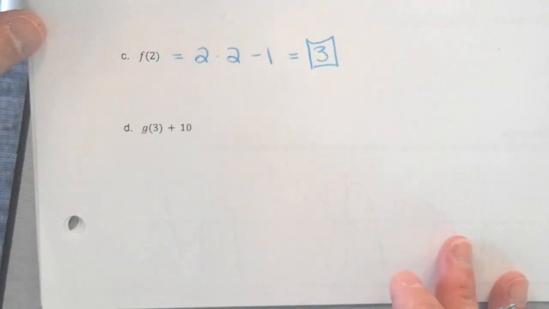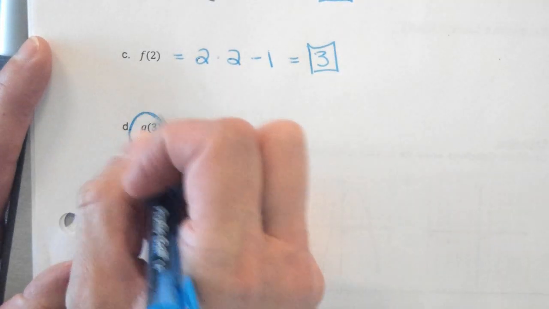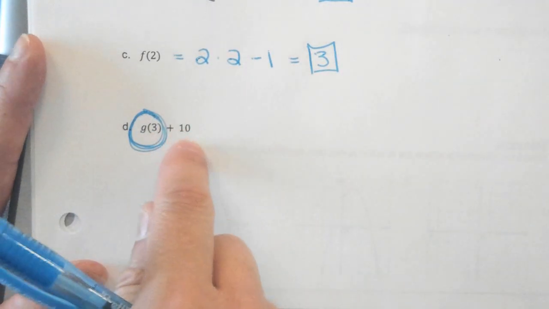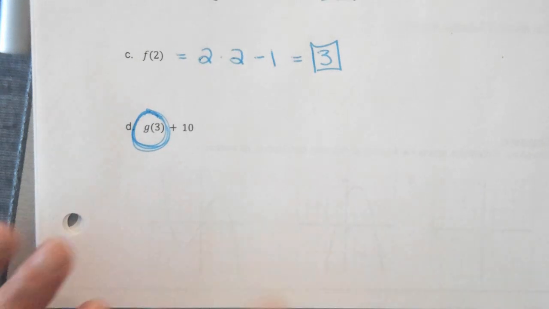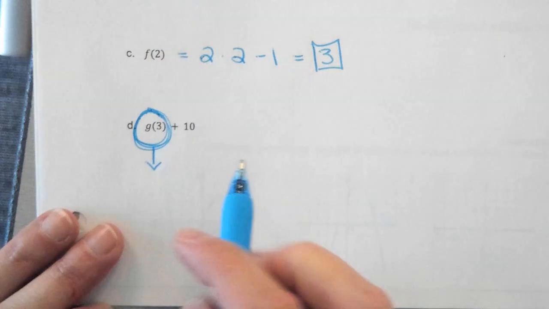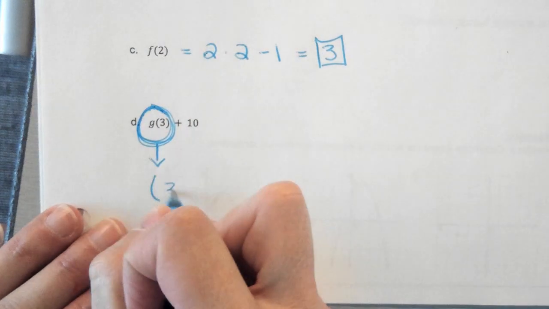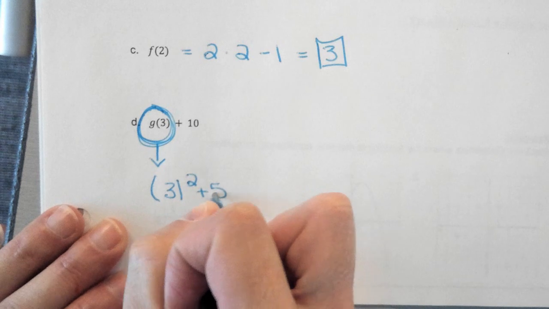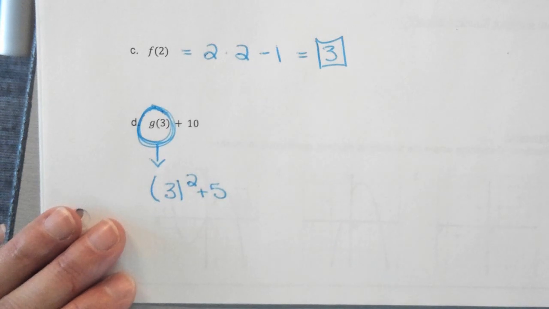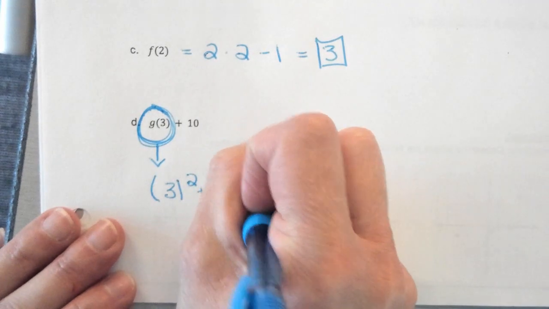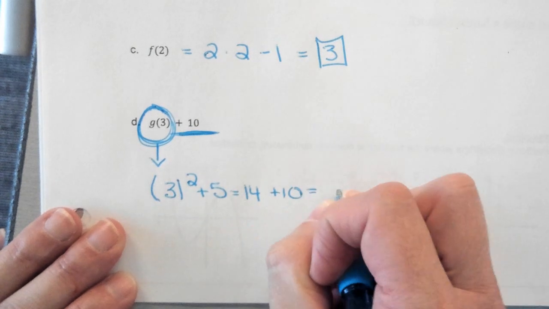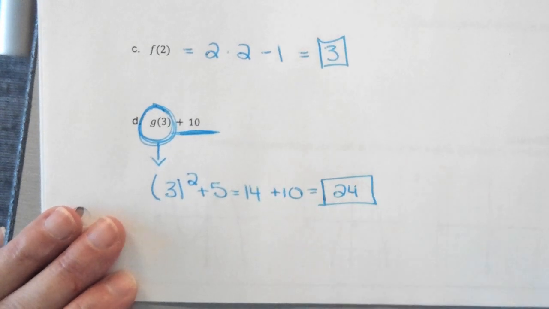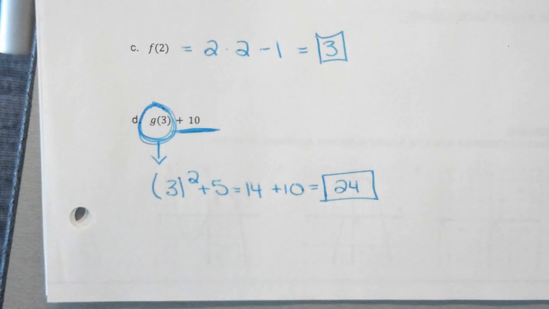Now the last one's a little different. It's asking me to find g at 3, and then after I do that, it wants me to add 10 to it. So I've kind of got two things on my to-do list here. So let's find g at 3 first. If I plug in 3, I get 3 squared plus 5. Well, what is 3 squared plus 5? 14. And then it wants me to add 10 more on top of that. So 24 should be my final answer there.